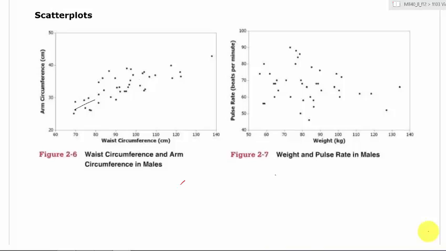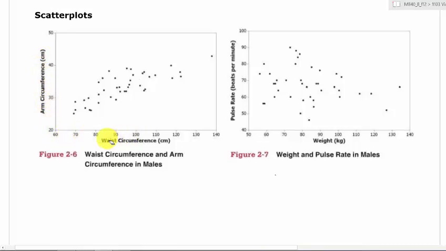In this video, we're going to talk about some different types of graphs that we might run across. The very first type that we're going to look at are scatter plots. These are really useful types of graphs depicting our data. Along the x-axis on this one is waist circumference in centimeters, and here we have the arm circumference in centimeters.